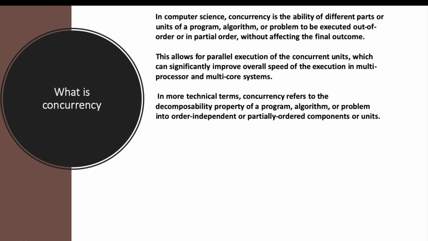So that is why multi-core, octa-core, dual-core processors and computers are here. Okay, in more technical terms, concurrency refers to the decomposability property of a program or algorithm into independent or partially ordered components or units. So this is highly technical, but it means if you have multiple units within your program or code, concurrency means they should run in parallel or partially as a unit.